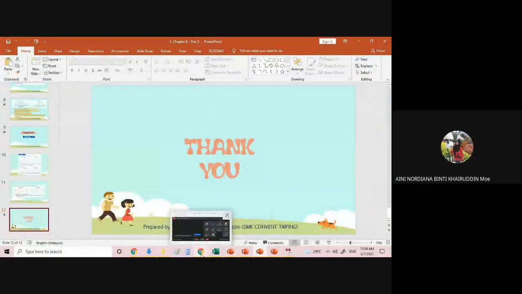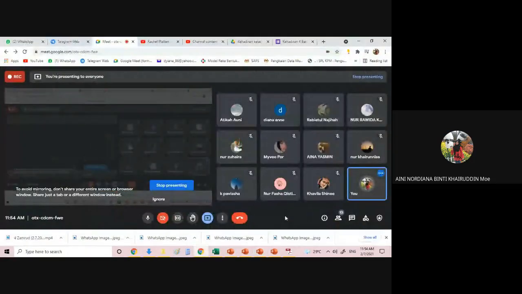Okey, ada soalan tak? Ada apa-apa nak tanya? Tak ada. Okey, kalau tak ada, itu sahaja untuk hari ini. Boleh buat homework dan hantar latihan 8.1a.